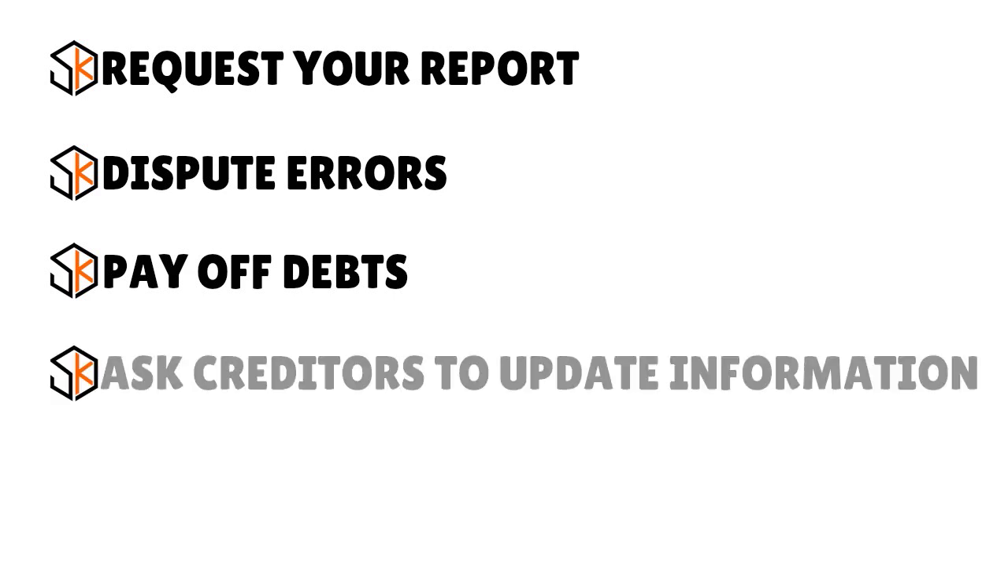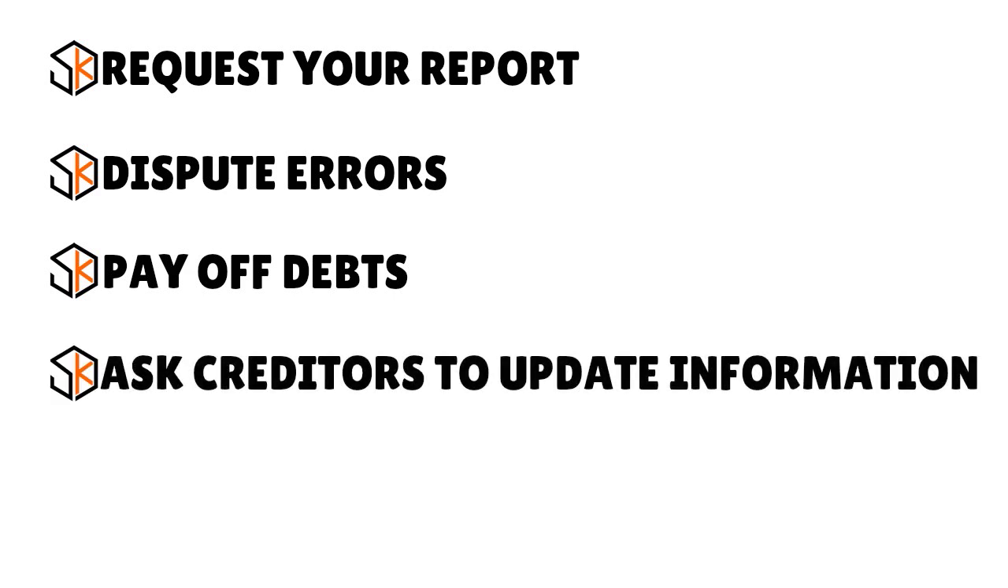You can also ask creditors to update information. Most people want to know how to get out of ChexSystems. If you owe money to a financial institution, you want to know how to clear your ChexSystems report. The easiest way, and this is way better, way faster, is just pay off the debt. Pay off the $20, the $100, the $500, or whatever.